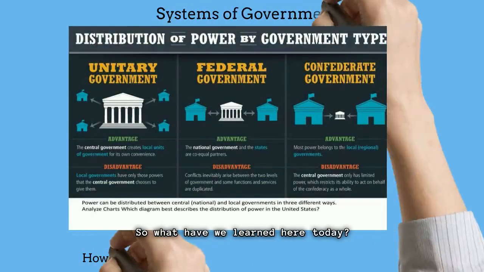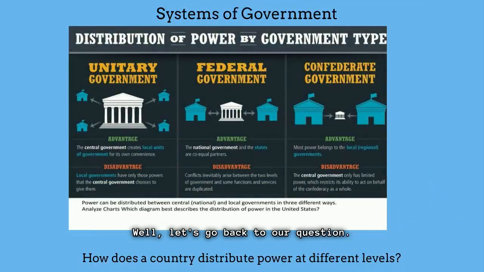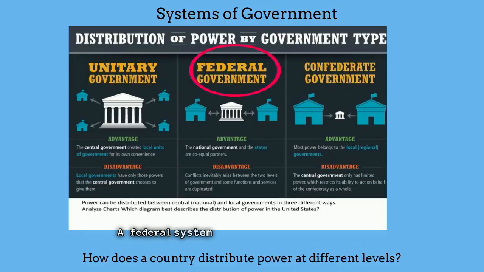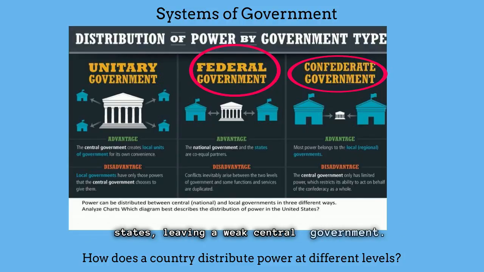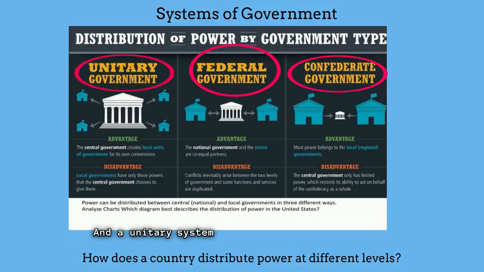So what have we learned here today? Well, let's go back to our question we started with. How do the people of a country decide how to distribute power? As we've seen, it comes down to the system of government they choose. A federal system shares power between the member states and the central government. A confederal system places almost all the power in the hands of the member states, leaving a weak central government. And a unitary system goes in the other direction, giving most of the power to the central government.